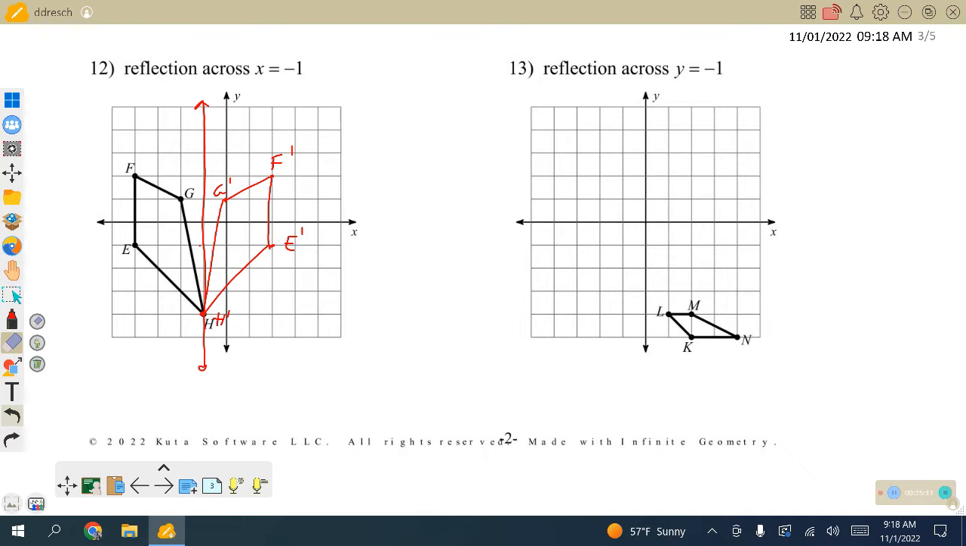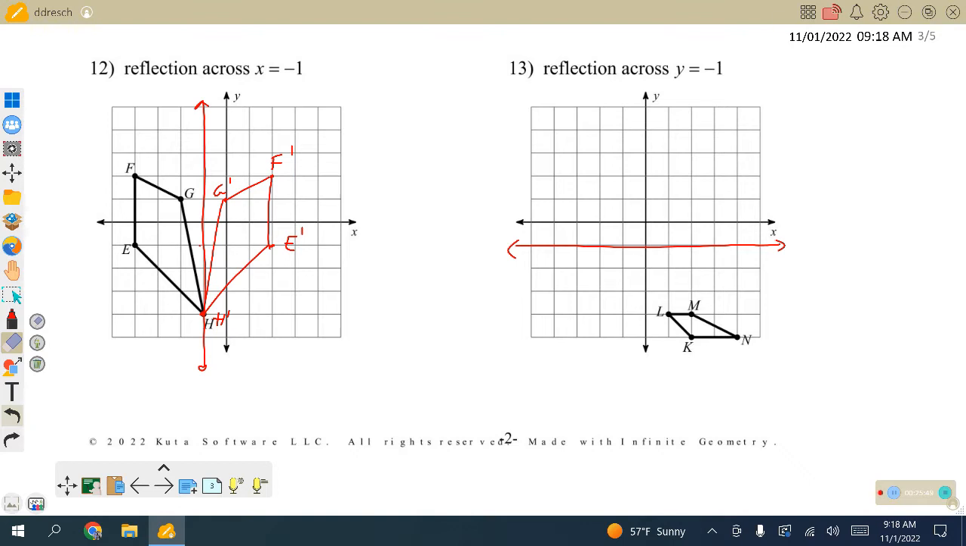Okay, how about 13 then? Reflect over line y equals -1. So you have to know again, is that horizontal or vertical? That's the biggest issue I see. About 75% of you are usually okay, but there's about a quarter of you that usually mess that up. So y equals -1 is going to be a horizontal line right there. So now we're going to reflect that thing going up. So take it, reflect it up.